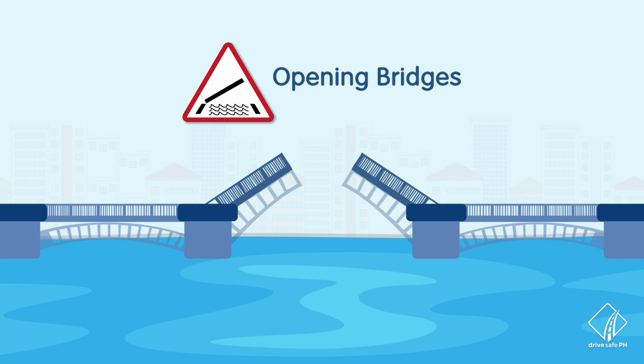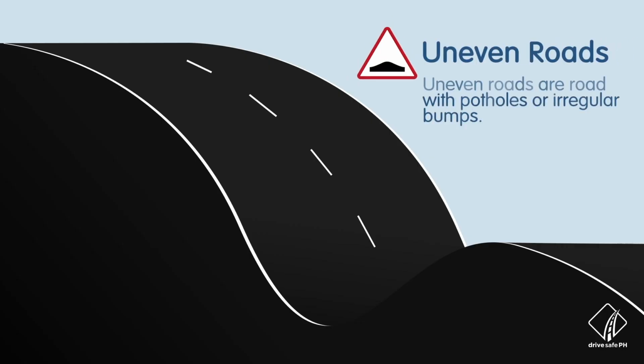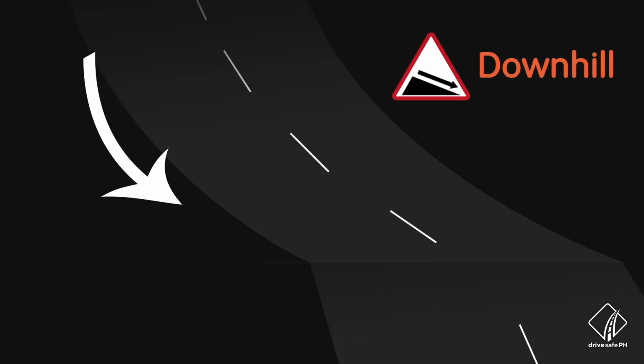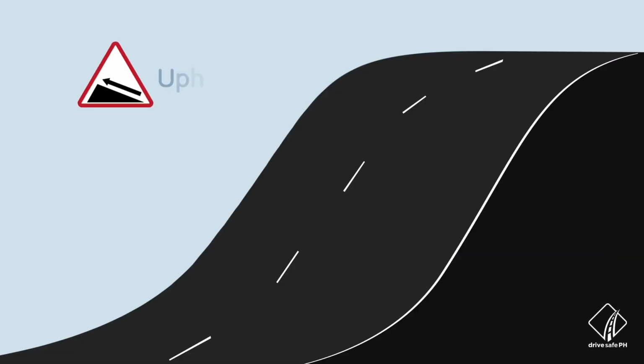Opening bridges. These are rare and may not exist in the Philippines, but who knows? We might be driving abroad one of these days and we might encounter something like this. At least we know about it, right? Uneven roads. These are roads with potholes or irregular bumps. Downhill. These are roads that have downward inclinations. Uphill. These are roads with upward inclinations.